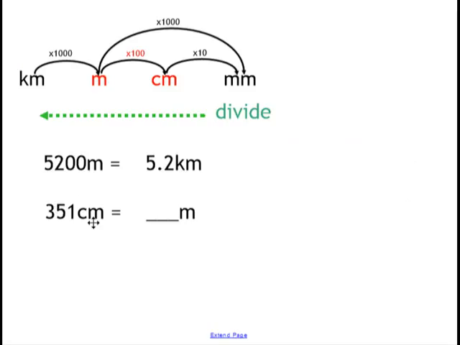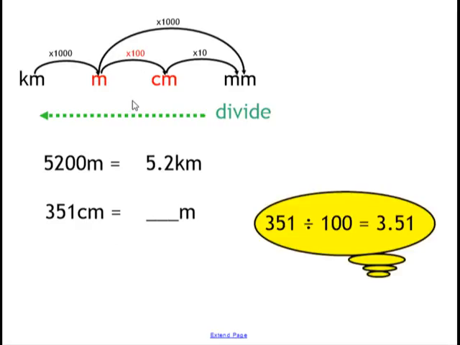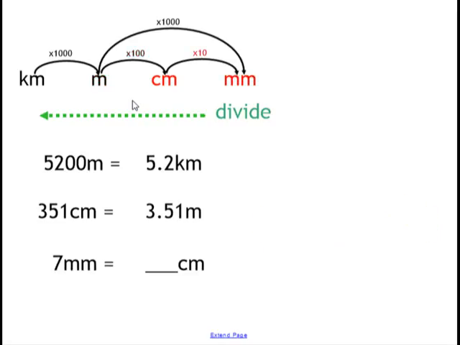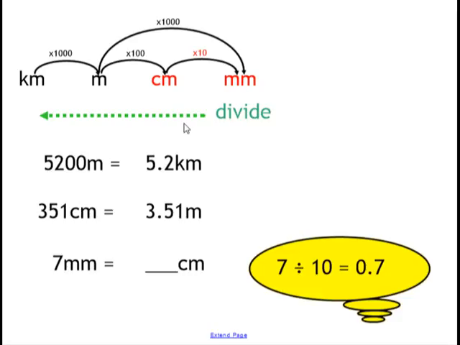Okay, now I've got 351 centimetres and I want to convert it to metres. Centimetres to metres. I'm going against the arrow, so I need to divide. So 351 divided by 100 is 3.51. There are 3.51 metres in 351 centimetres. Now this one's millimetres, converting to the larger unit centimetres. So I'm going against this multiply by 10 arrow, so I need to divide by 10. So 7 divided by 10 is 0.7. There are 0.7 centimetres in 7 millimetres.